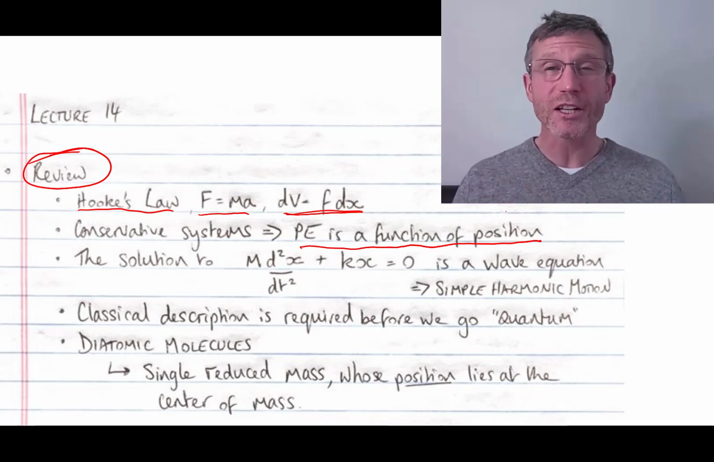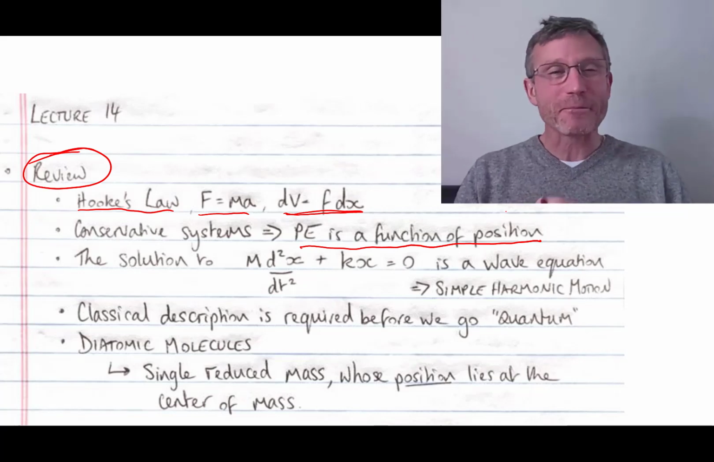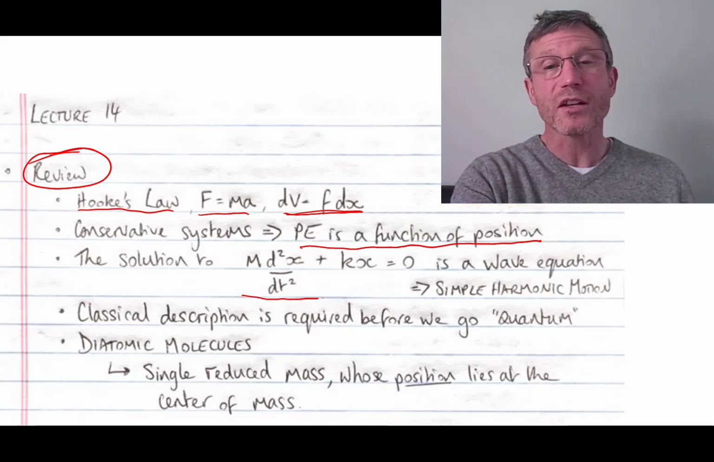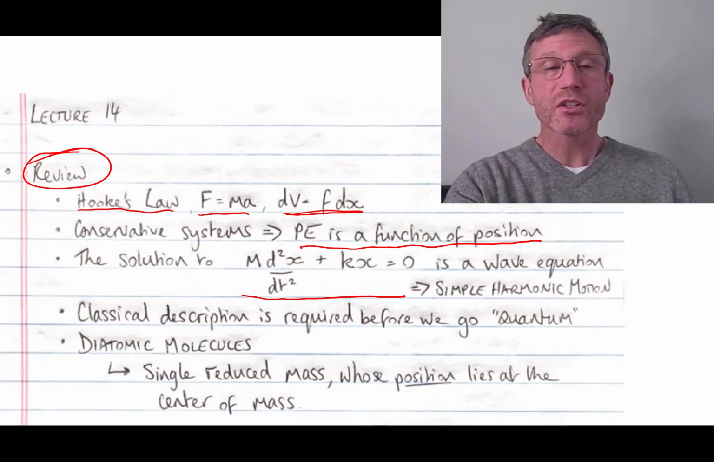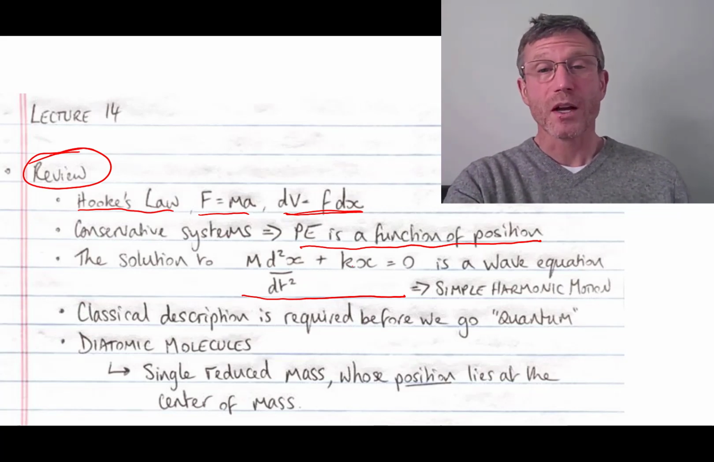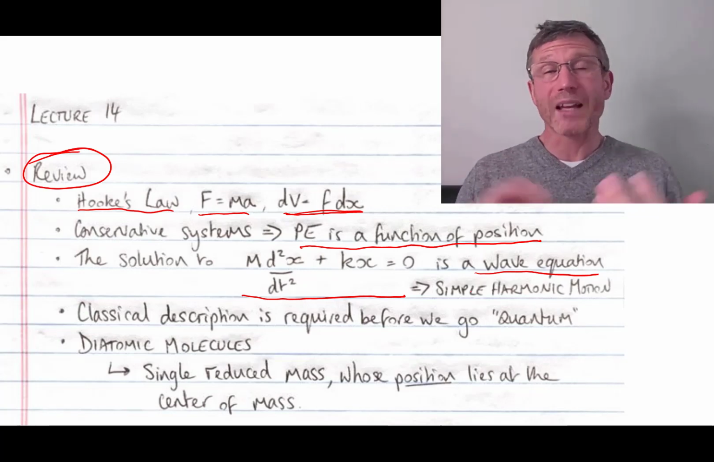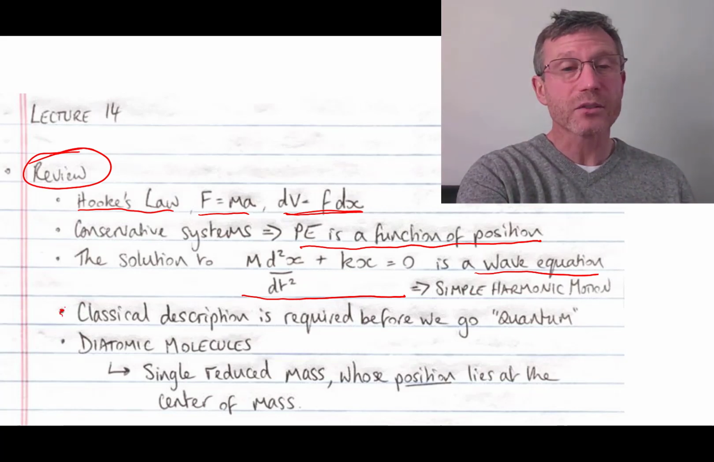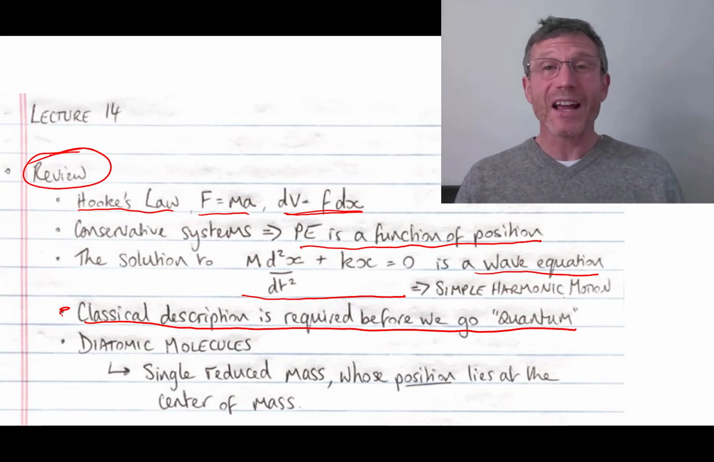We talked about harmonic oscillators, we talked about little boys or girls on a swing, moving backwards and forwards. We put forward an equation that described these conservative systems, and the solution to this particular equation is a wave equation. Okay, and we tied that in with simple harmonic motion that you would find from a mechanics or physics course. So again, the classical description here is required before we go quantum. The plan today is to go quantum.